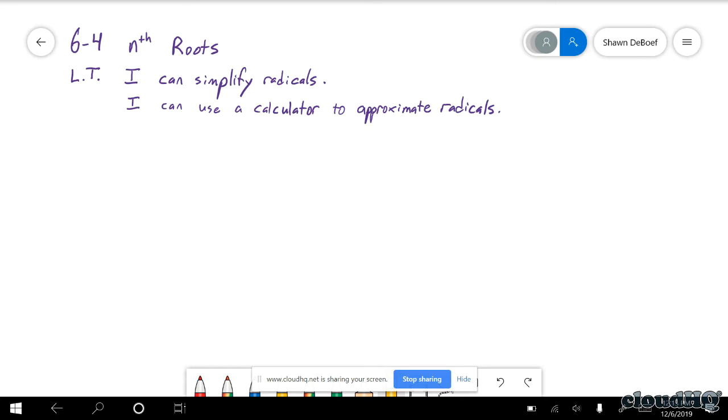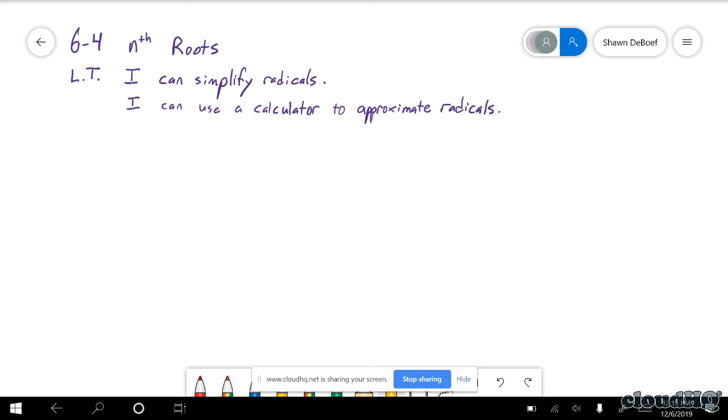Learning targets, 2 of them. I can simplify radicals, and then secondly, we'll use a calculator to approximate radicals as well. We'll spend more time on the simplifying than we will on the calculator. So first of all, I want to define something for you.